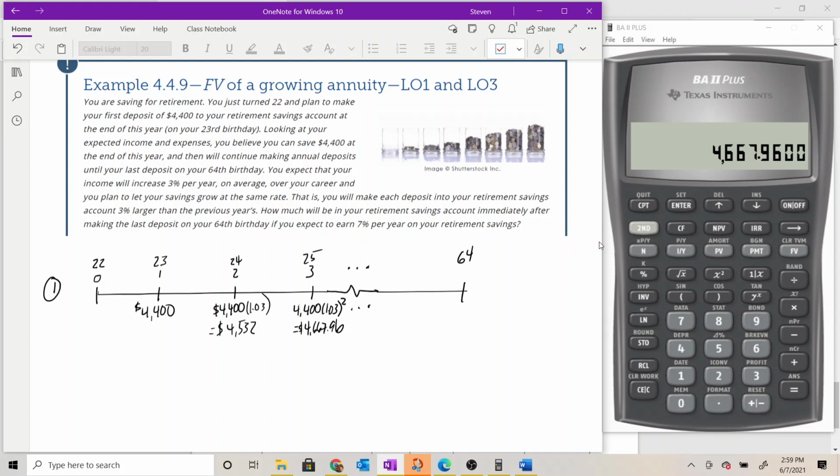So we want to know how many total deposits we're going to make over this period. Well, time period 0 was our 22nd birthday. So if we take the last one, age 64, minus the age at time period 0, or today, so 64 minus 22, we're going to make a total of 42 deposits into this account, or 64 minus 22.